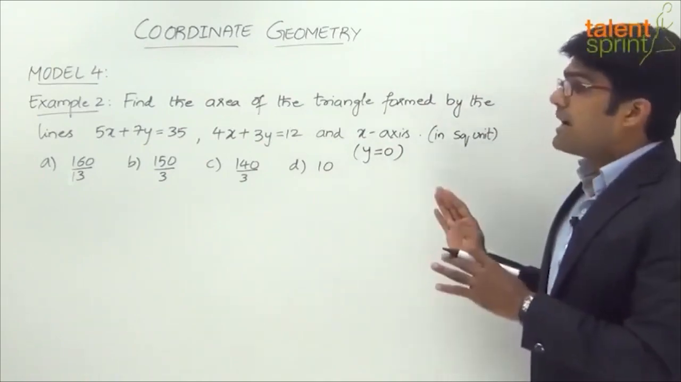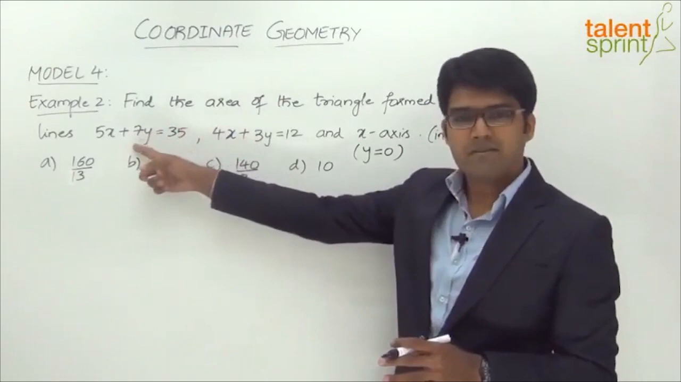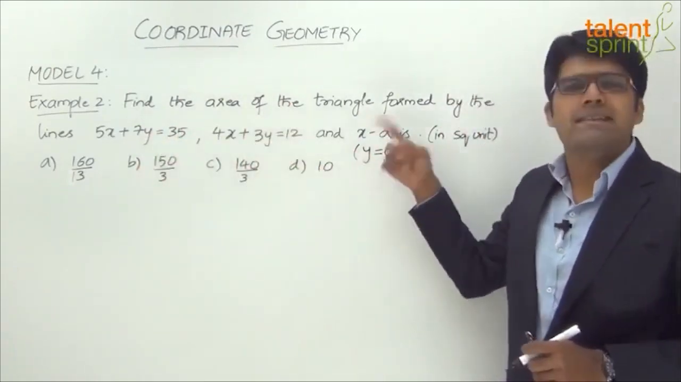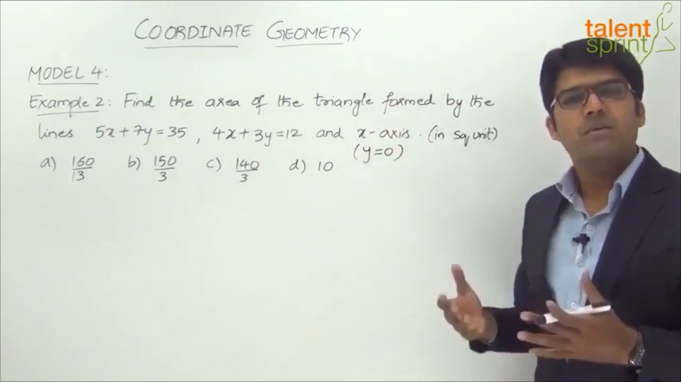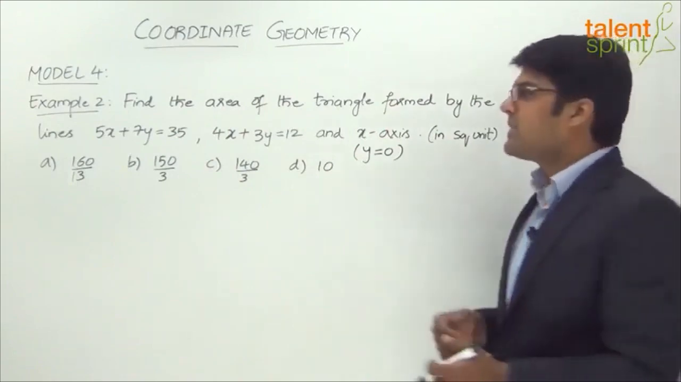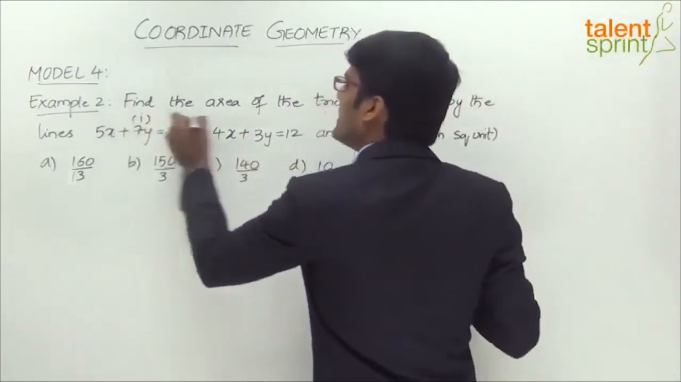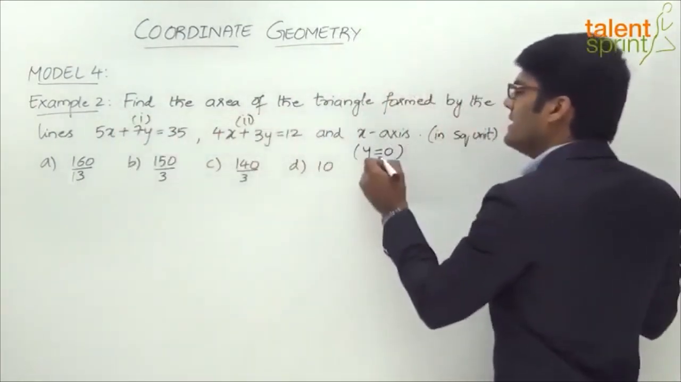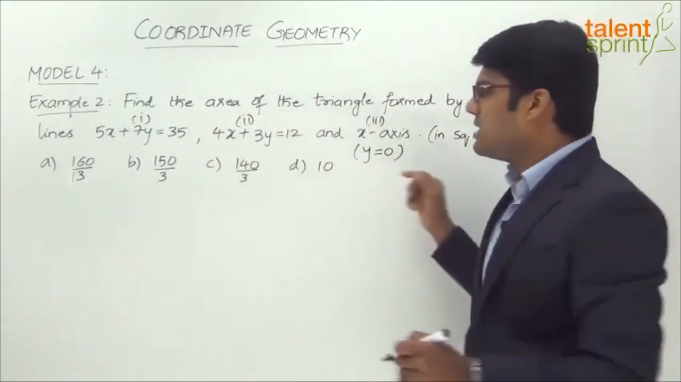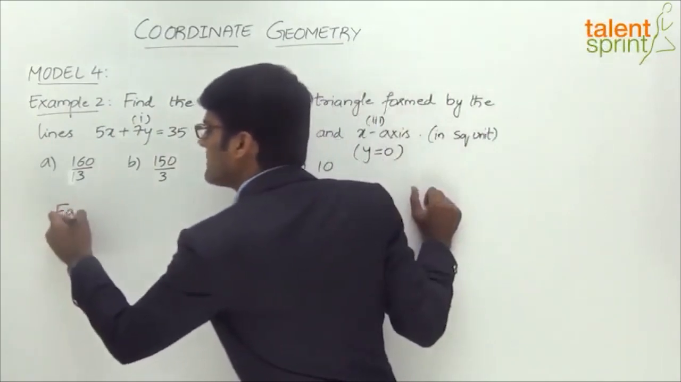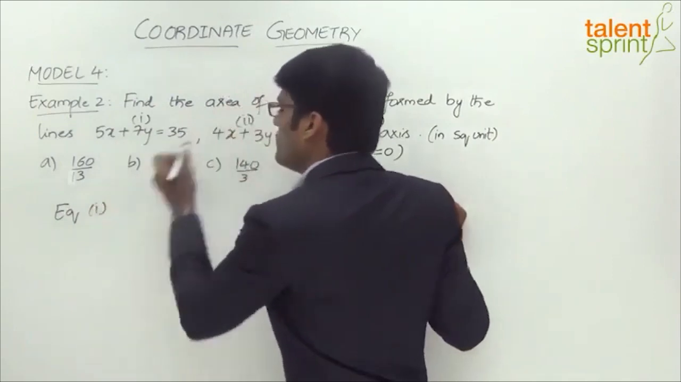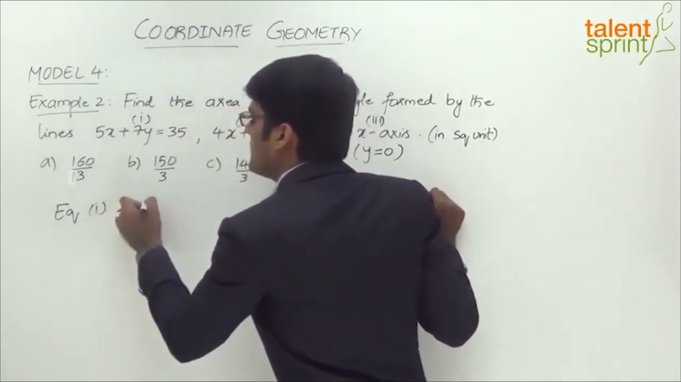So now, if you look at the question, we have got three equations. 5x plus 7y equals 35, 4x plus 3y equals 12, and instead of calling it the x-axis, let's say y equals 0. Three equations. Find the points of intersection and then get the area, right? So let's say this is equation number 1, here we have equation 2, and equation number 3 is the x-axis, which is y equals 0. So let's solve equations 1 and 2 first.